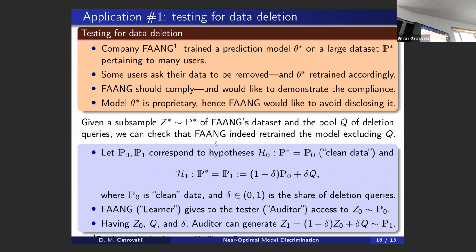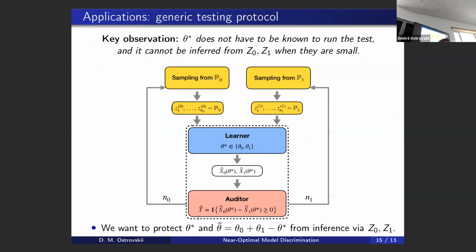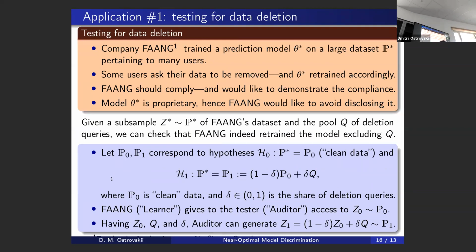This is way more complicated and probably way more useful. So here, what we call testing for data deletion. So my big company, I don't know, Facebook, is the learner in this protocol picture. It trained a prediction model theta star on a very large data set, P star.